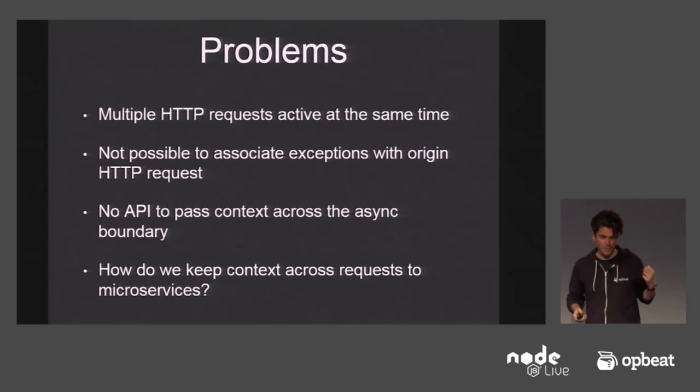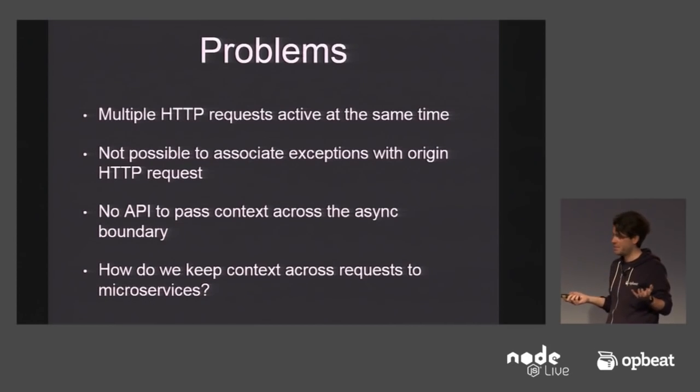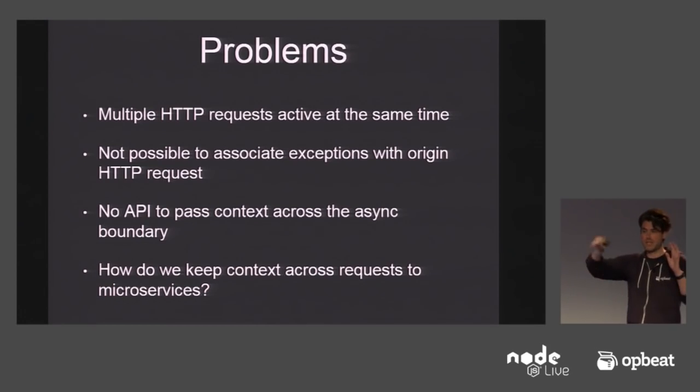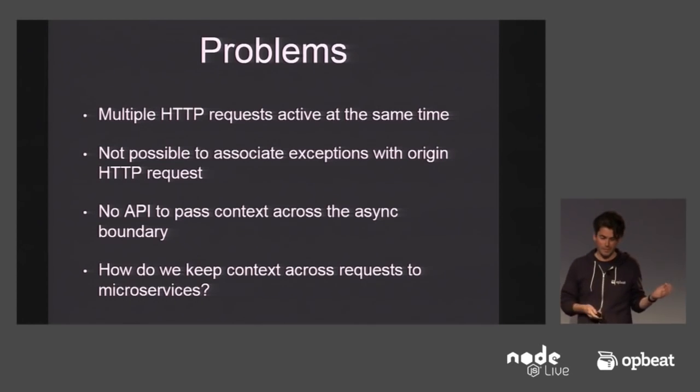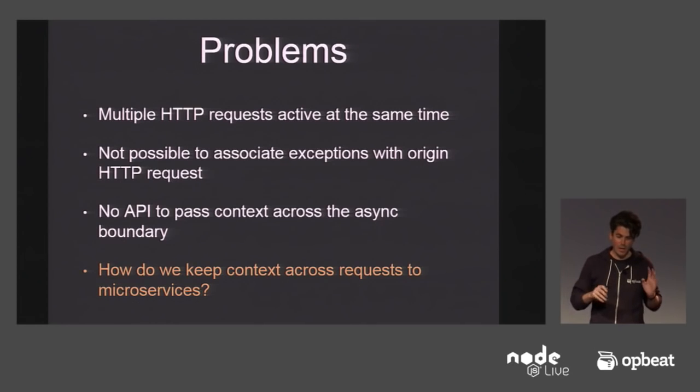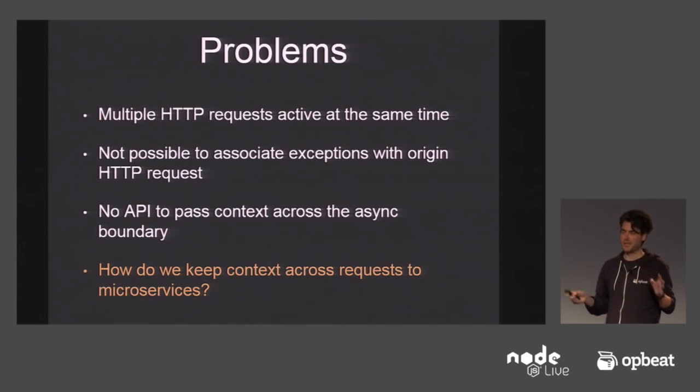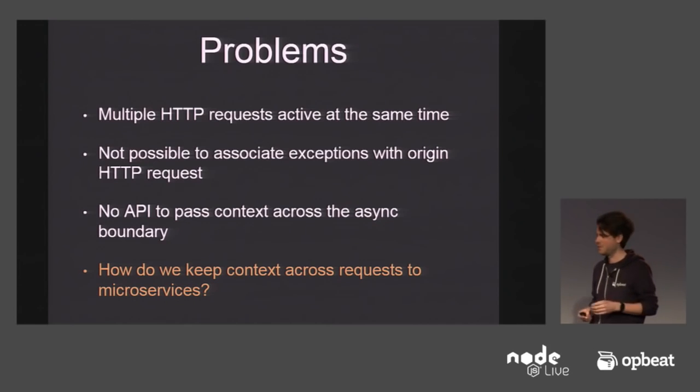So the problems, as I said, are that you have multiple HTTP requests happening all the time. It's not possible to associate an exception with the origin HTTP request. There is no API in Node where we can actually pass context across the async boundary. And how do we keep the context across requests to microservices? The last point, I'm just very quickly going to tell you, has nothing to do with Node. This is just a very, very simple solution.